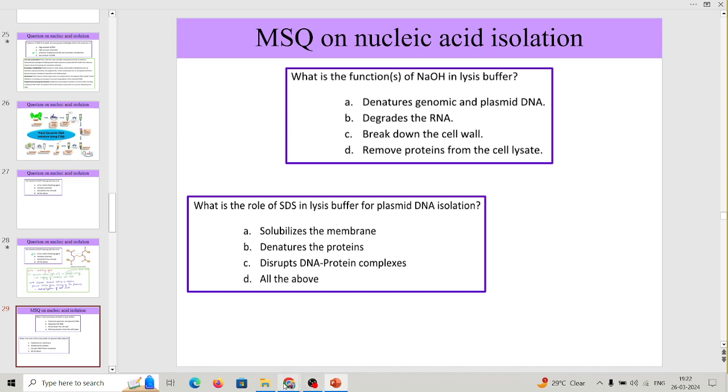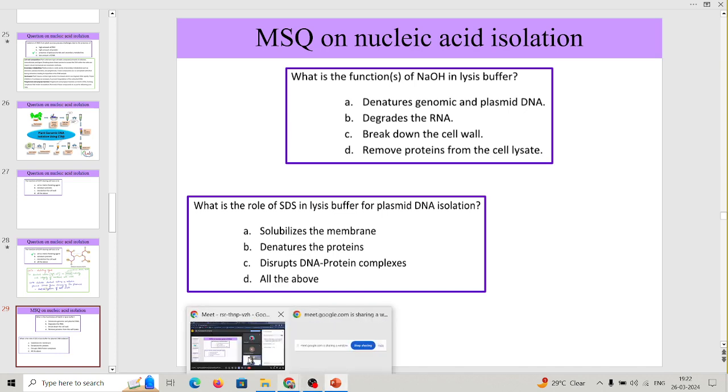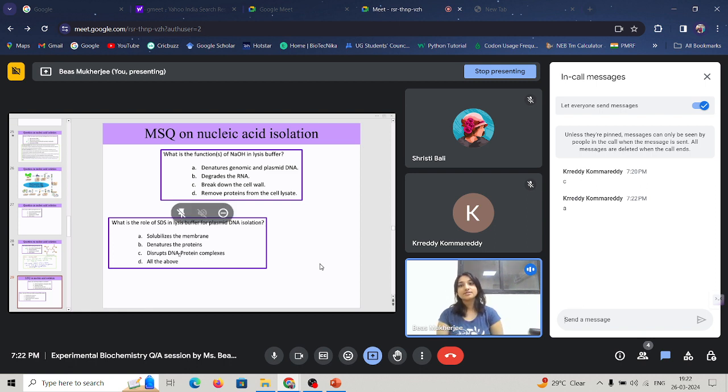Okay, so there are two different questions. Try to answer these two questions. What is the function of NaOH in lysis buffer? It is again a simple question. What is the role of SDS in lysis buffer for plasmid DNA isolation? Okay, let's see. So NaOH, A and C. Okay, that's an MSQ, right? So are you answering for the first question on this page? Functions of NaOH in lysis buffer.